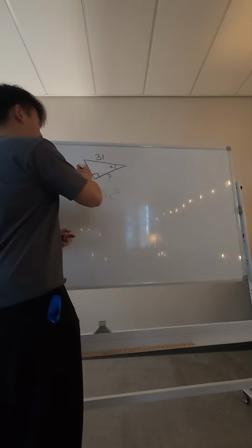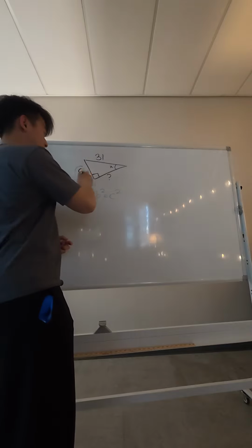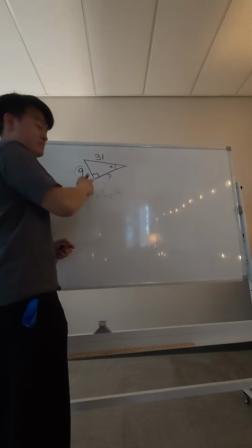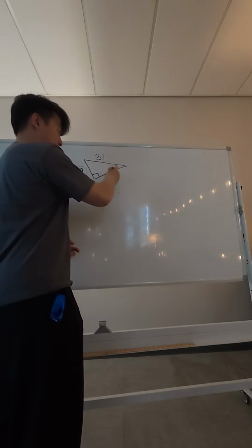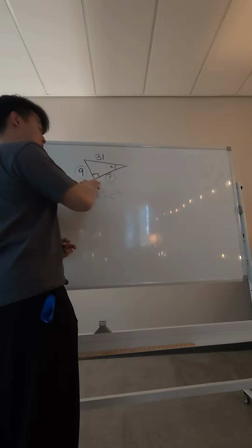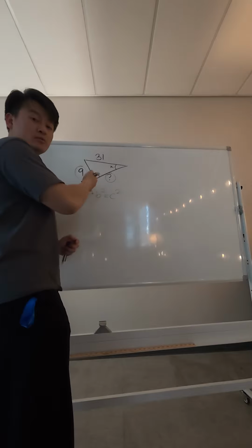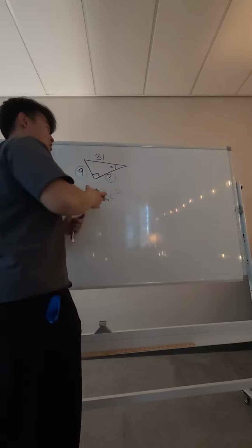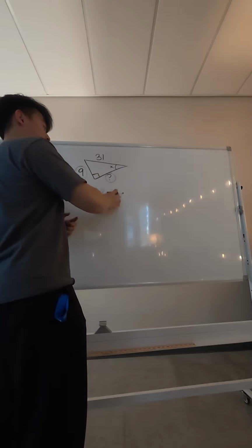So in this case, I'm going to circle them. 9 makes the 90 degrees because it's next to it. This question mark also makes the 90 degrees because it's next to it. So these two are a and b. Does it matter which order? No, it doesn't.